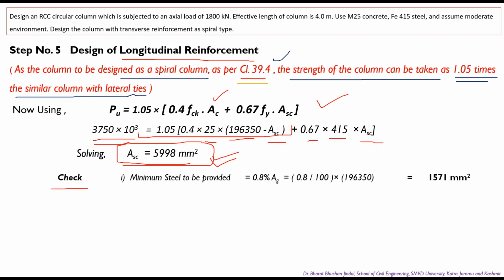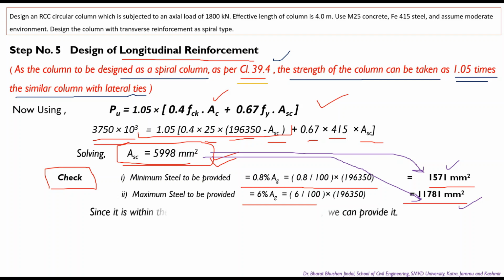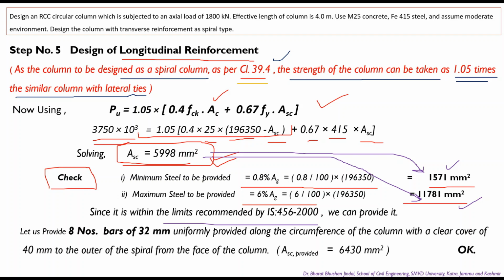Before deciding the diameter and the number of bars, first of all we have to apply a check for the minimum area of steel, and it comes out to 1571. And the maximum area of steel which we can provide is 11781. So this area which we are going to decide follows both the guidelines carefully. It is greater than the minimum value and lesser than the maximum value, so we can proceed with the design. We have mentioned here that it follows the limits recommended by IS 456. So we can provide the steel.